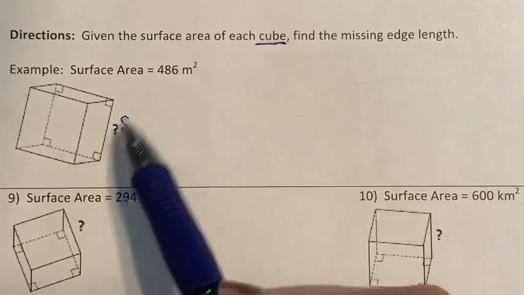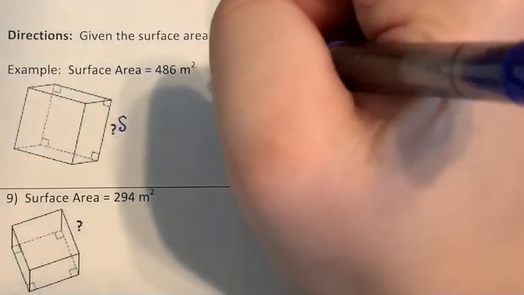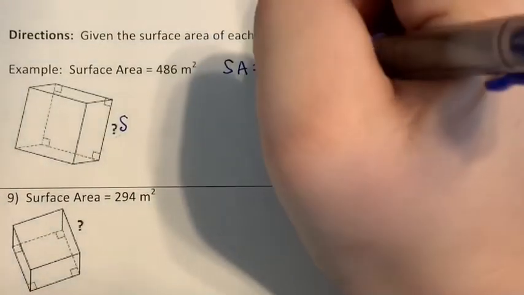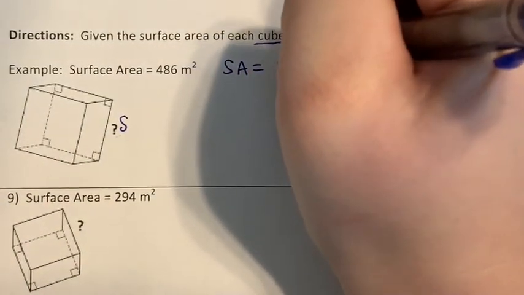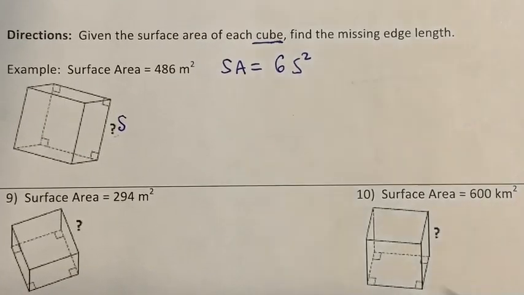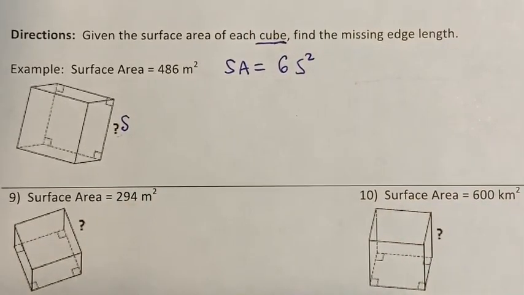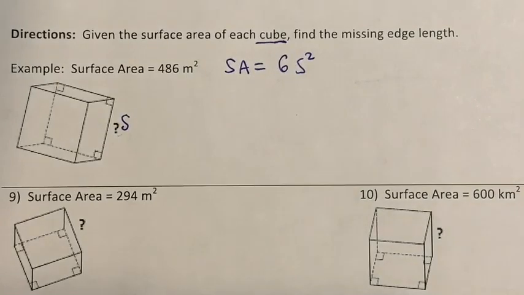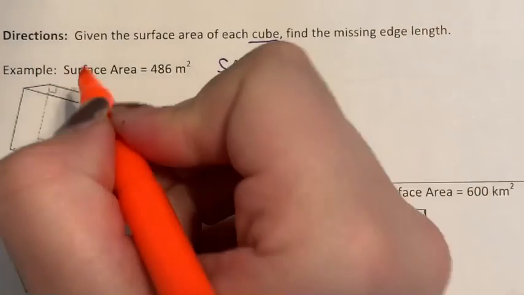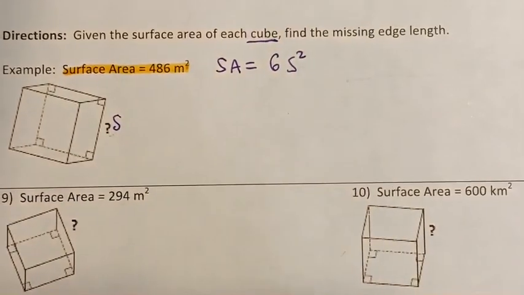So we can start with our formula for surface area of a cube. And on our guided notes, we learned that surface area of a cube is 6s squared. So there's our formula. We have our formula, we have our figure. So the next thing we can do is plug in to our formula. And the only thing that we know that we can plug in here is our surface area.